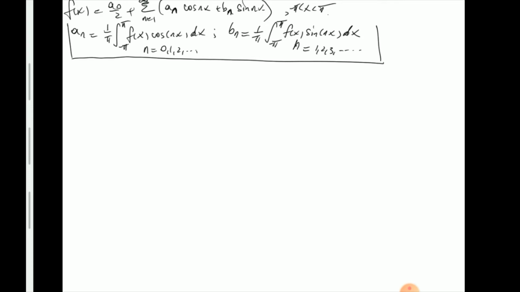The formula for the coefficients is 1 over pi, the integral from minus pi to pi, f of x cosine of nx for a n. Here n starts from 0, 1, 2, and so on, because you need to take into account the a naught on the outside of the summation. And bn is 1 over pi, the integral from minus pi to pi, f of x sine of nx dx.